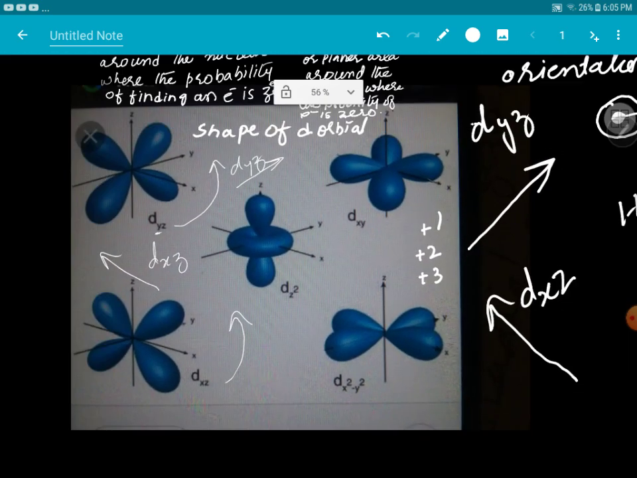And dxy and dyz are totally different, as are x square and y square. Dxy has clover leaves between the loops, flower-like, and dx square minus y square is butterfly-like.